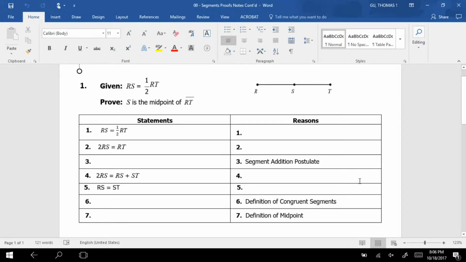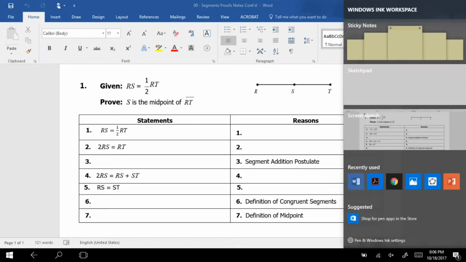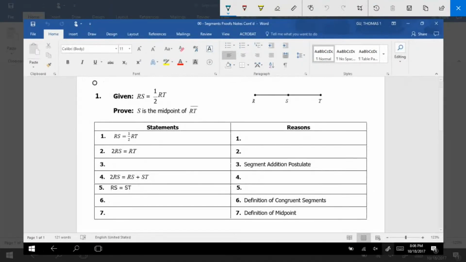So make sure yours says that the given is RS equals 1/2 RT, and that you're trying to prove that S is the midpoint of segment RT. Okay, so we want to prove that S is the midpoint of segment RT. The picture looks like it's in the middle, but we don't know. While we're doing these, make sure you always look at your rules, your definitions, the postulates. Look at the things that we've already learned, so that way it can help you find the answers you're looking for. So here we go.